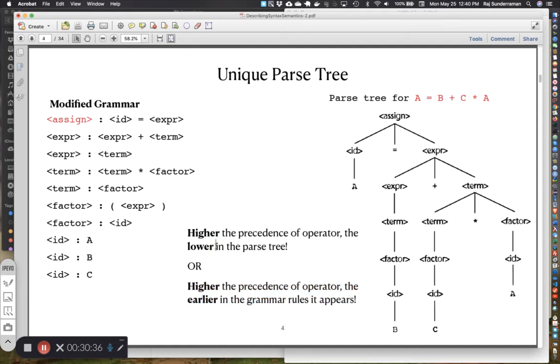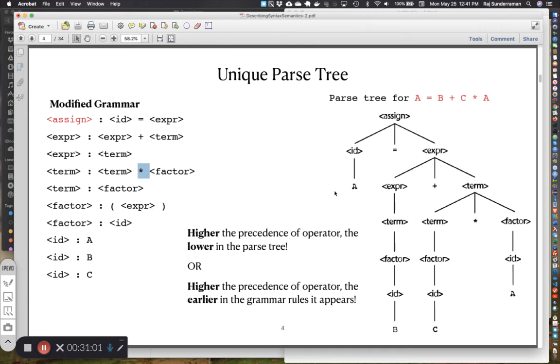Okay, the higher the precedence of the operator, the earlier in the grammar rules it appears. See? Oh, maybe I should have said later. Okay, there's something not right here. The higher the precedence of the operator, the earlier in the grammar it appears. No, I think I should say later, because the higher precedence appears later in the grammar. So the times appears later. So I'll go fix this. But that's the point here.